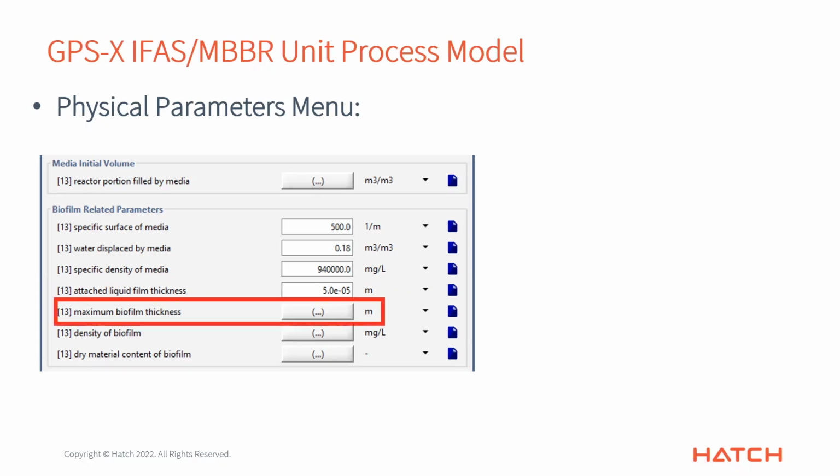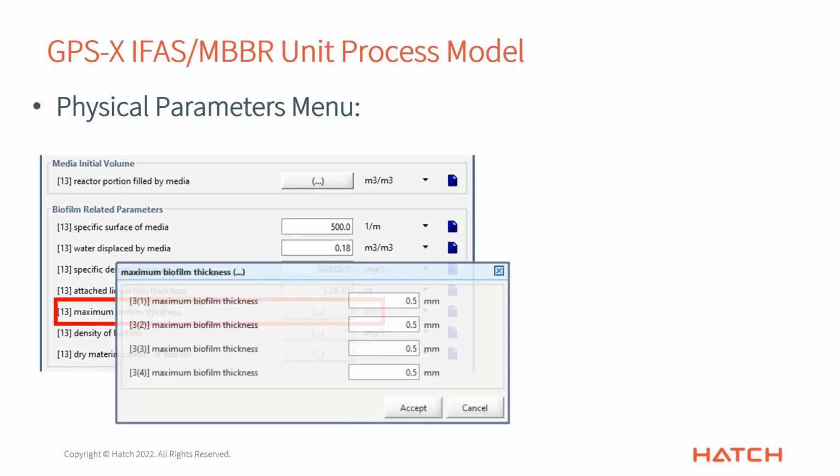The only one that I would ever need to touch would be the maximum biofilm thickness. You'll notice, if I click on it here, the default for IFAS is 0.5 millimeter. That means that the biomass on the surface is allowed to grow out to a maximum of 0.5 millimeter, and then any other growth that happens after that basically just pushes mass off. It just detaches.